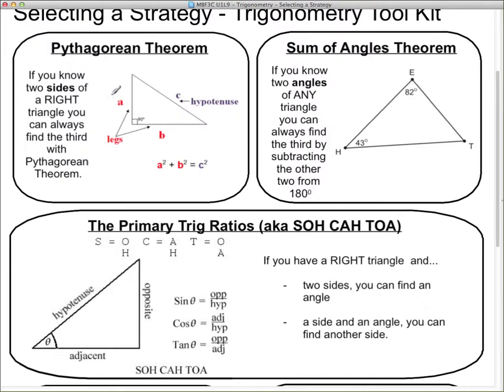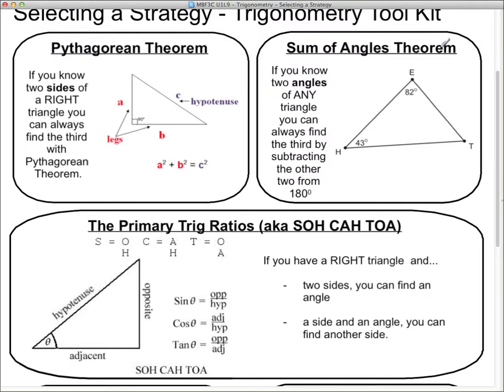One is the Pythagorean theorem. We've already gone over Pythagorean theorem. You may use the Pythagorean theorem anytime you have a right triangle and you have 2 side lengths and you're looking for the third side. Pythagorean theorem is completely useless with angles, but it is quite perfectly acceptable to use it to find a side length if you know 2 sides. So if you know 2 sides of a right triangle, you can always find the third side with Pythagorean theorem. So this is Pythagorean theorem.